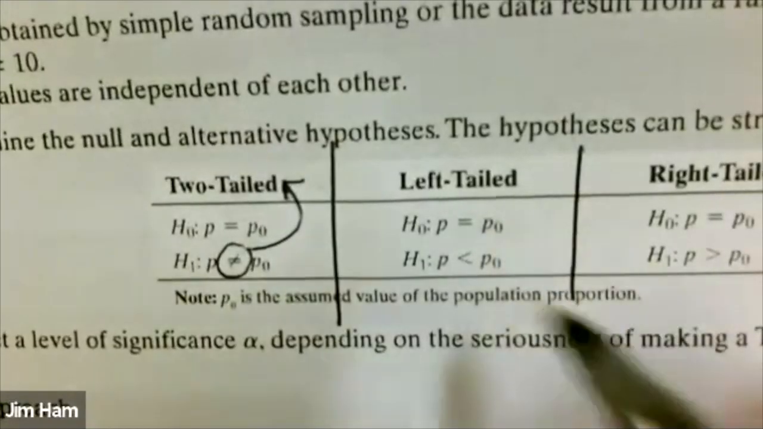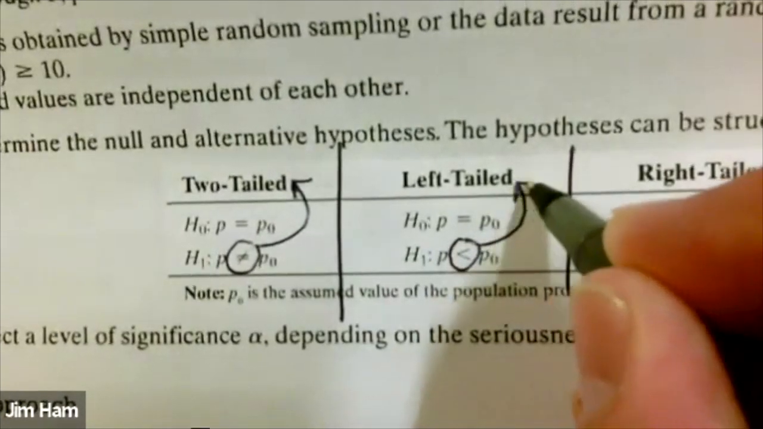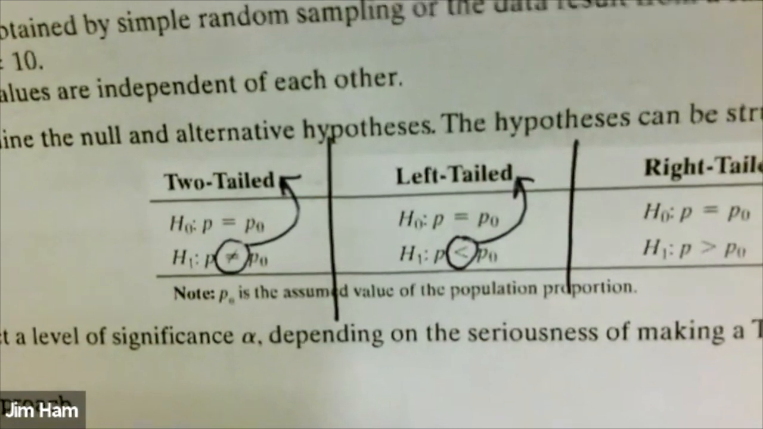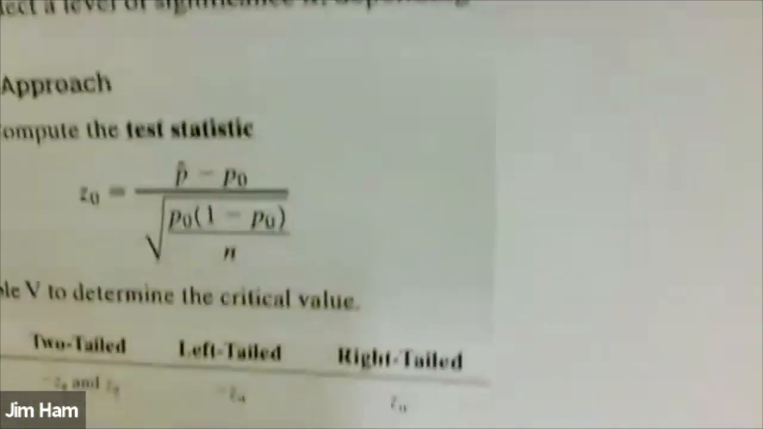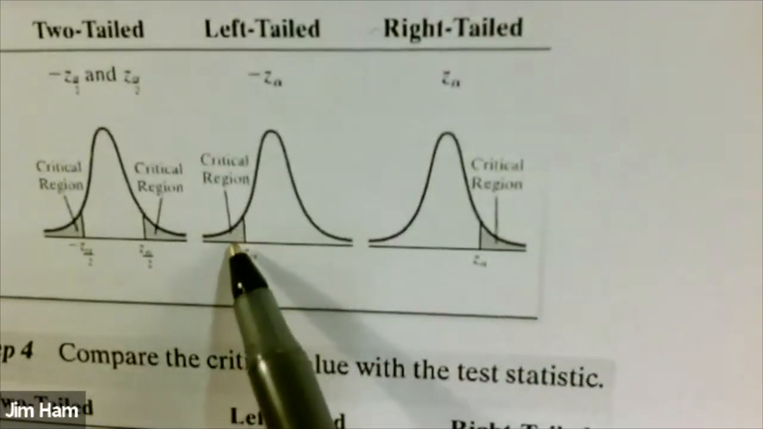In a left-tailed test, you see the less than sign there. In a left-tailed test, the less than sign will always appear in the alternative hypothesis. And when you do the sampling distribution for a left-tailed test, the area will appear to the left.